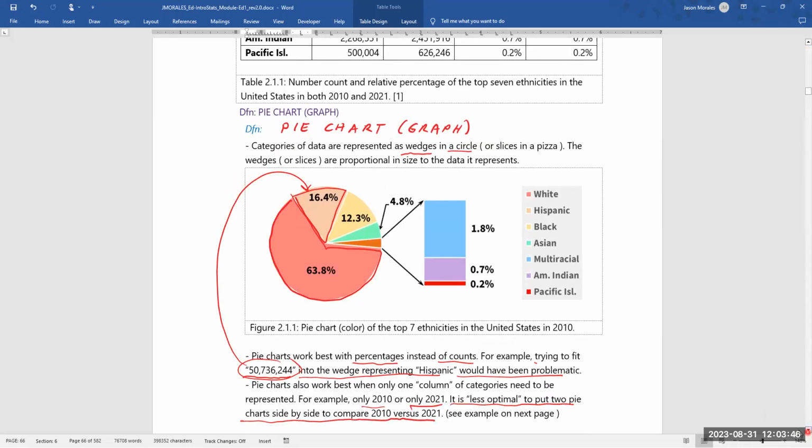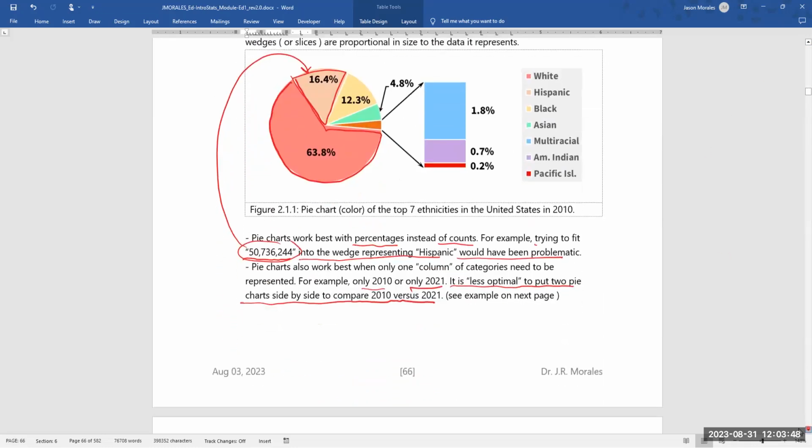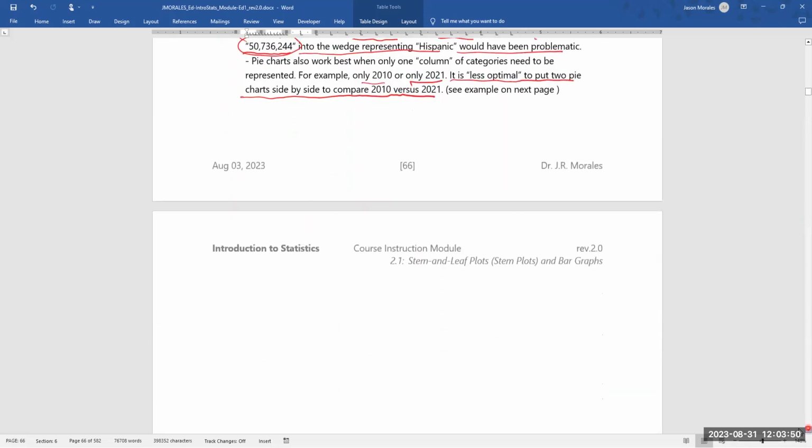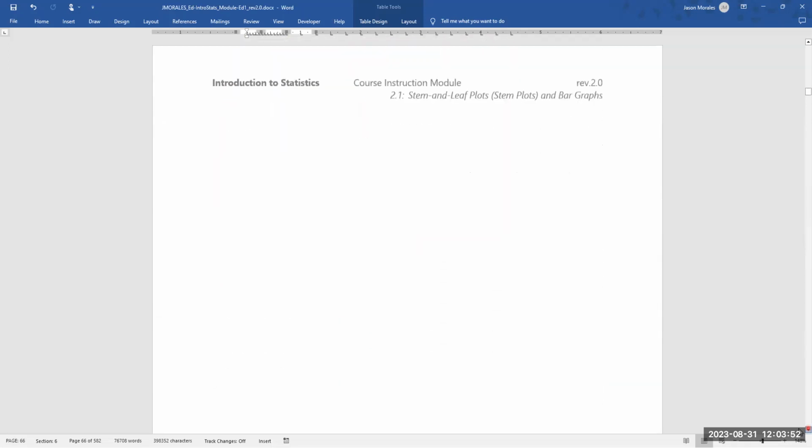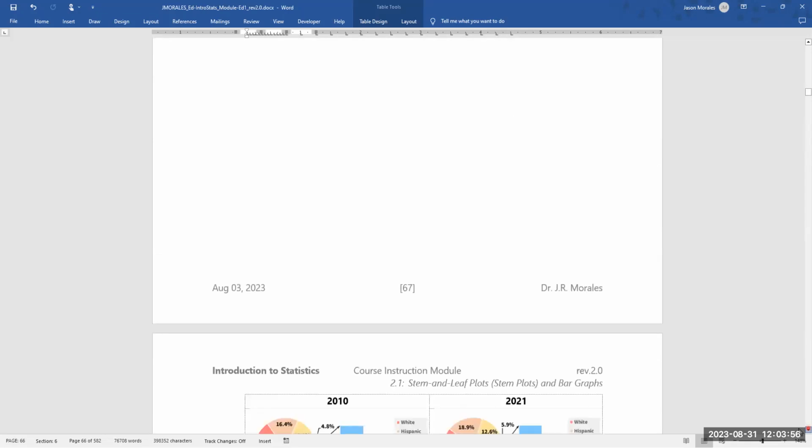Let's see here. Okay, I don't know why that page is blank. There might be an extra page break in there.